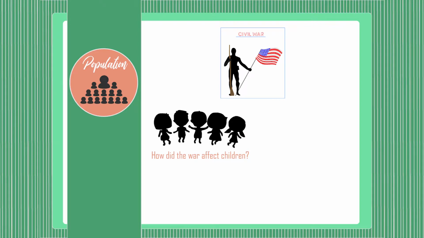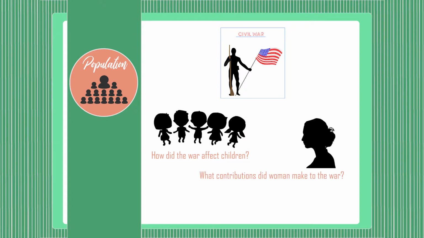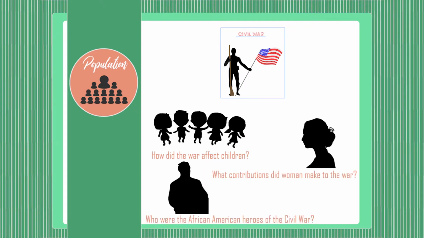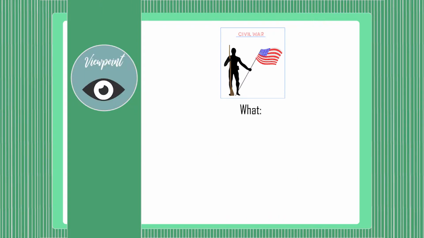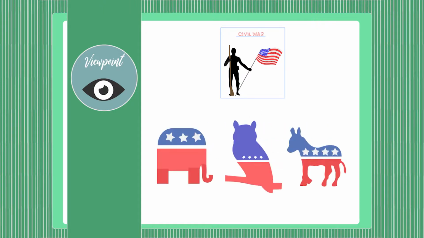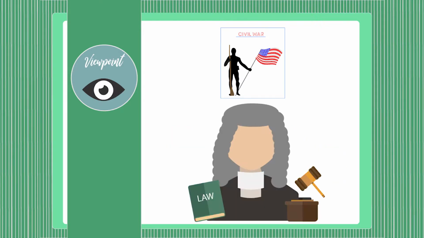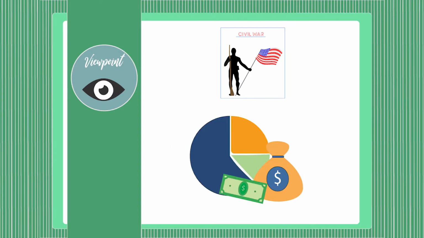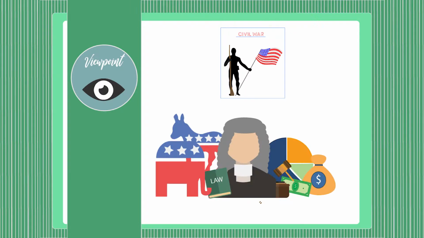Population. Think about gender, age, occupation, ethnicity, nationality, education, etc. How did the war affect children? What contributions did women make to the war? Who were the African American heroes of the Civil War? Viewpoint. What social, legal, medical, ethical, biological, psychological, economic, political, philosophical concerns arose from the Civil War? You could look at the political parties, or the legal or economic effects of the war. There are a lot of possibilities.